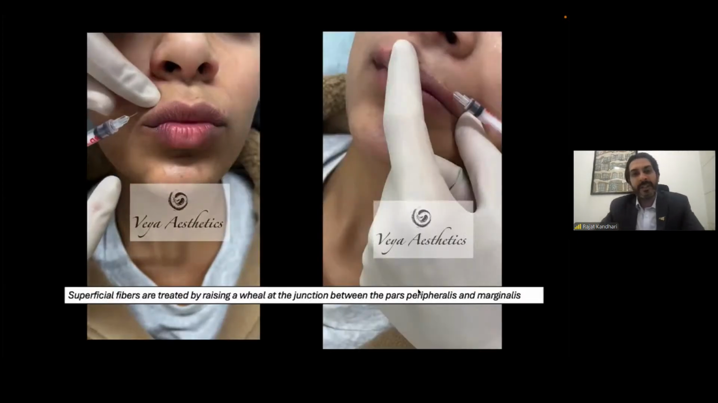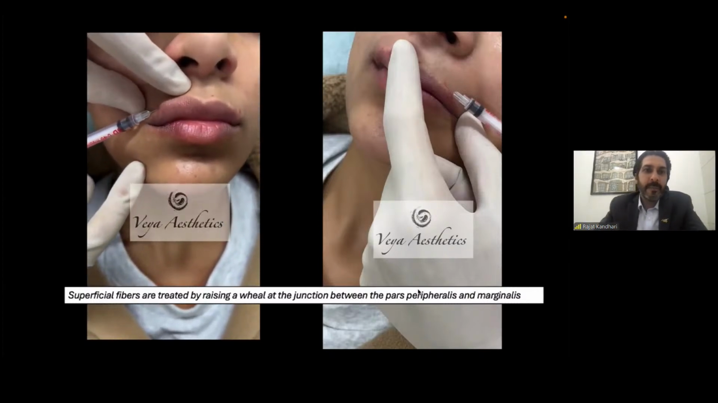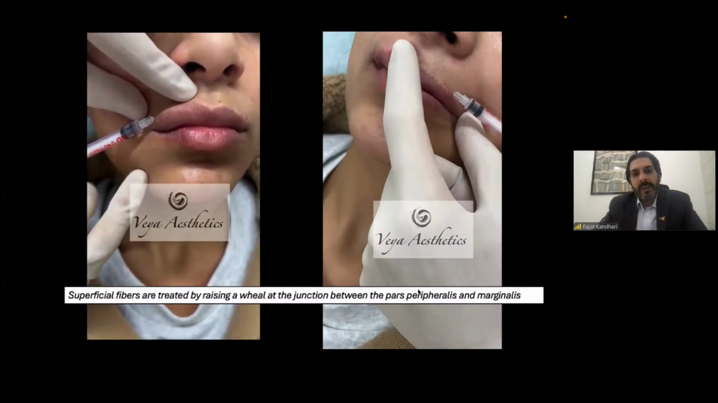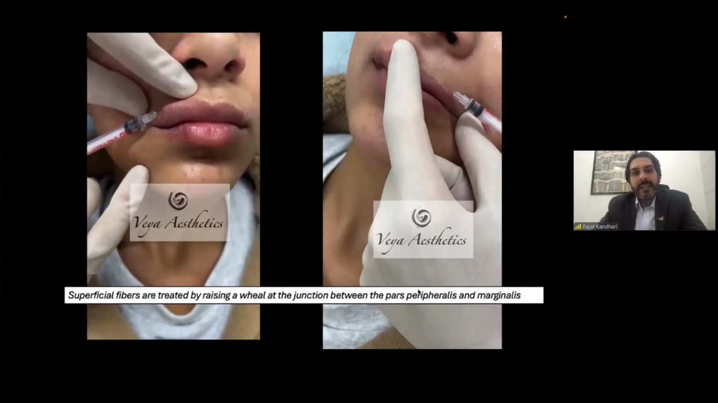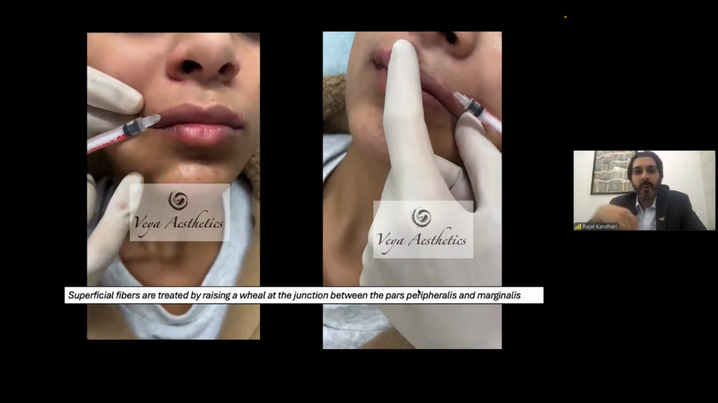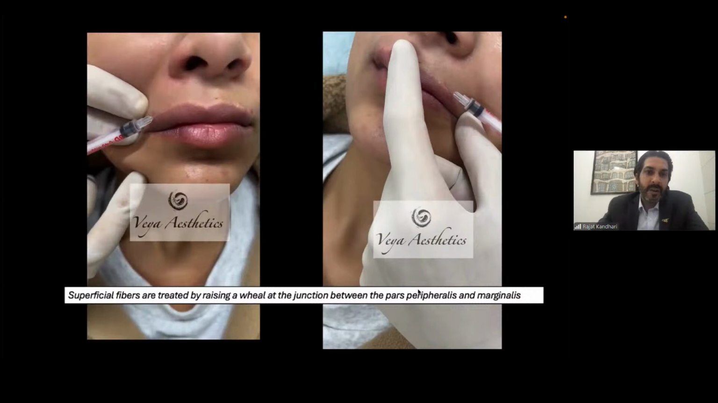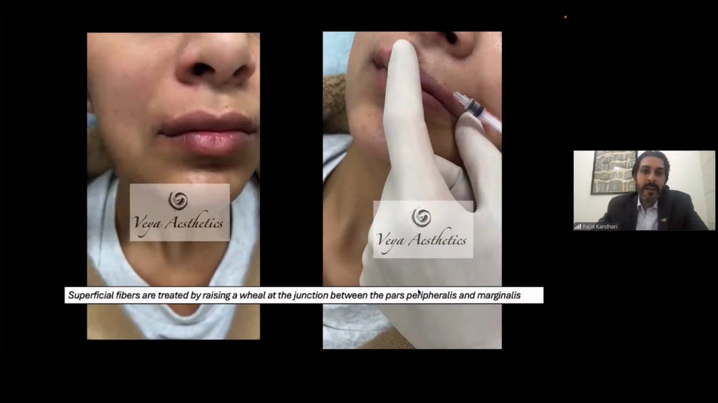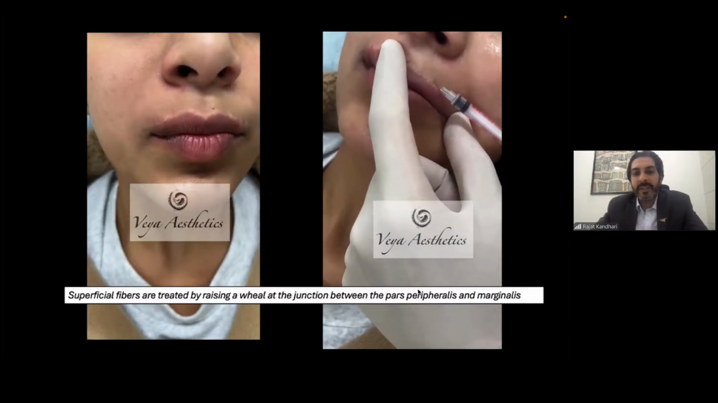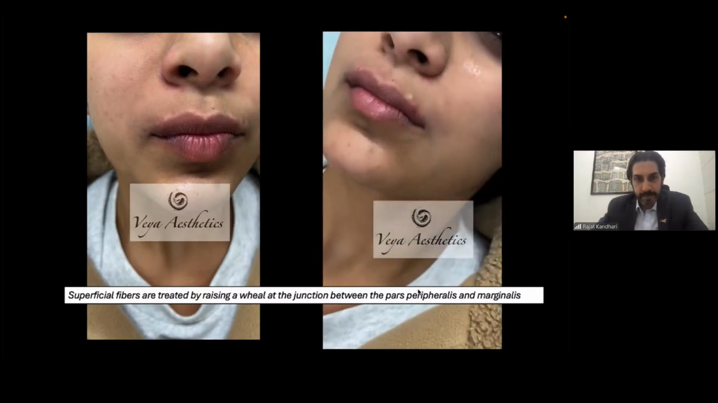You can see I asked the patient to do a kissing motion, to identify it. This patient wanted a lip flip, which is why I'm doing this. She didn't have a very hypertrophic orbicularis oris. So it's done the same way. You load only very little, because sometimes you've got a sticky syringe, so you don't end up injecting too much. So that's 0.5 to 1, and then again a little more, just a small little bleb, and so on, right on the other side as well. So superficial fibers are treated by raising a wheal at the junction between the peripheralis and the marginalis.